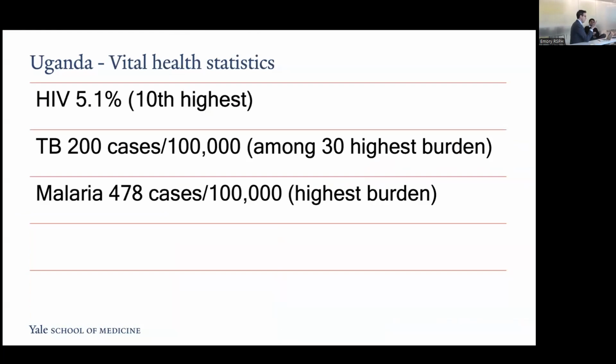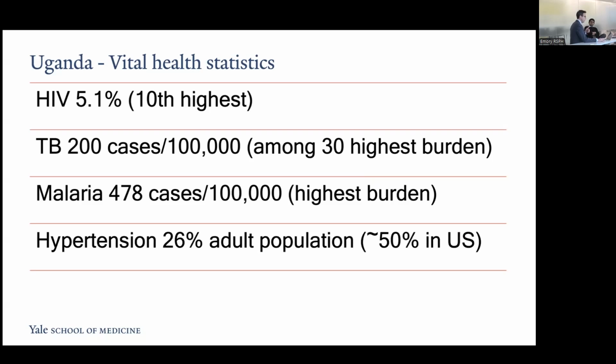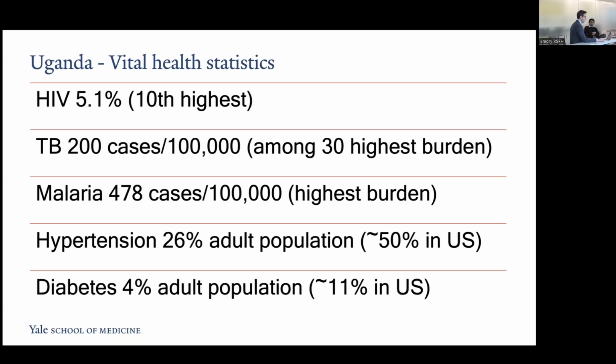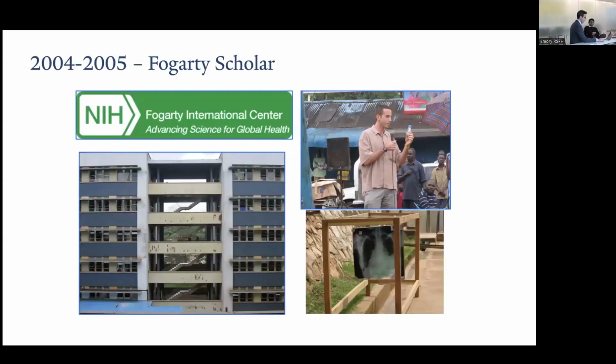So just to think about some vital health statistics, just painting the picture again. HIV, TB, and malaria have among the highest burdens in the world, but relevant to this conversation, the prevalence of hypertension is high and rising, as it is throughout the world, about half the prevalence of the United States. And diabetes as well, as in many low-income countries in sub-Saharan Africa, is quite a bit lower than in middle or high-income countries, but all estimates point to large increases over the next decade.